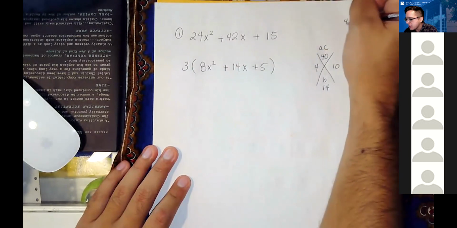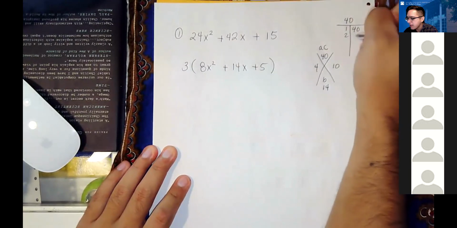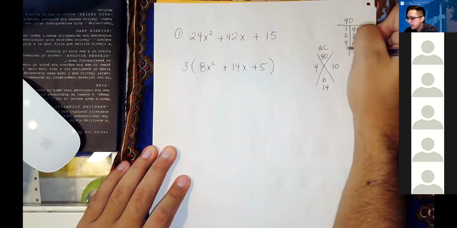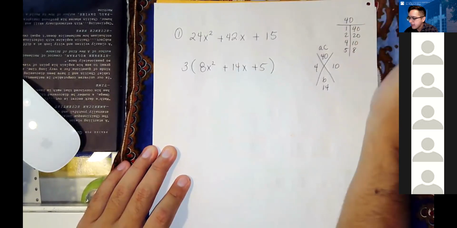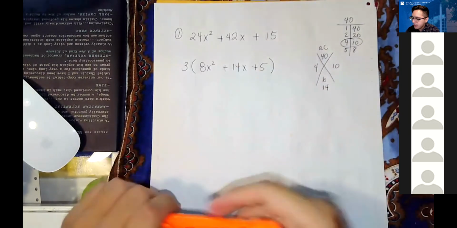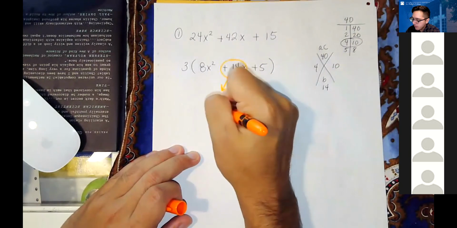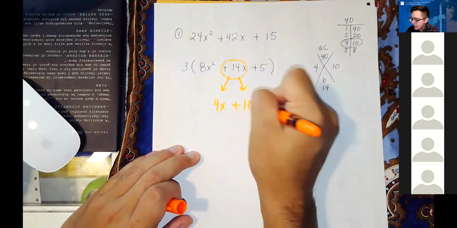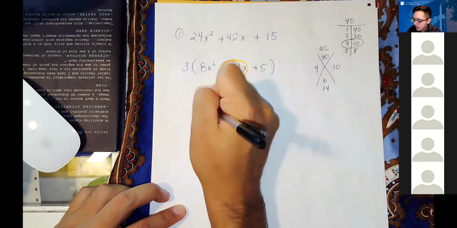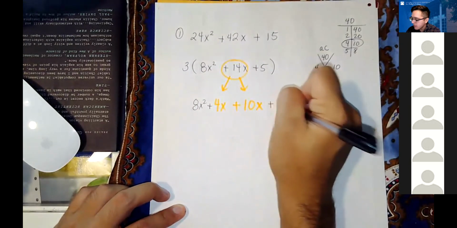I prefer to use the t-chart so that we can be thorough about exploring the factors: 1 and 40, 2 and 20, 4 and 10, 5 and 8. And that's it. Okay. But we chose 4 and 10. So we're going to break up the middle term here into 4x plus 10x, and then bring down our 8x squared plus our 4x plus our 10x plus our 5.